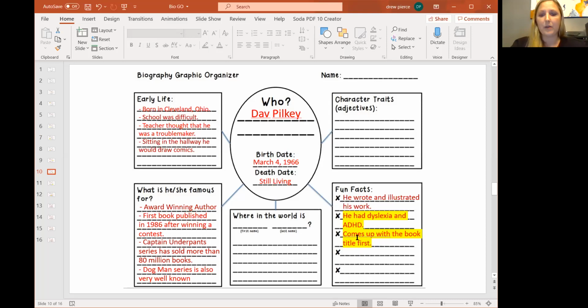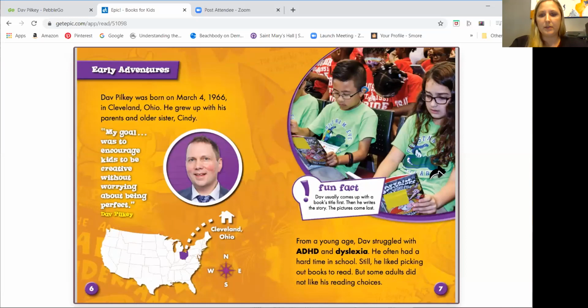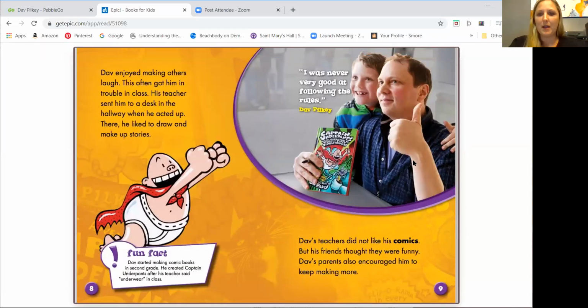And it also talked about how he comes up with the book titles first. And that was one of the fun facts that was listed in the book right here. So it goes on. Oh, this is the page that talks about the fun fact of him listing his book titles first. So this book is really a great resource, and there's a couple different books that are part of the same series, written by the same author, that have these same features. So make sure you're looking for different books on Epic for your interesting person. And then I'll keep on going, looking for fun facts.